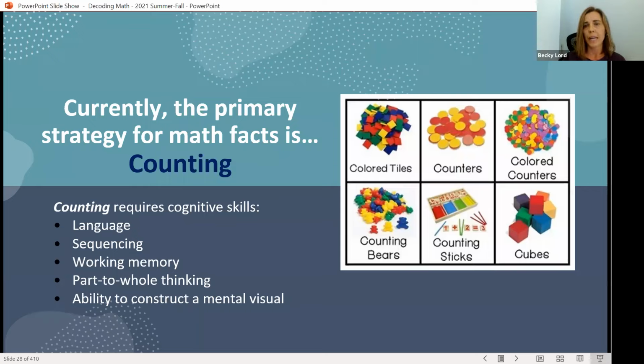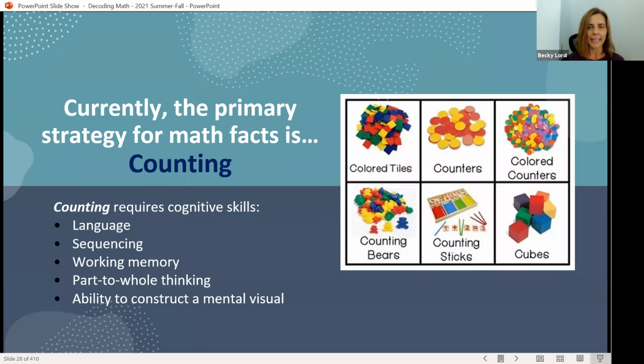Having worked with middle school and high school students, often those students are still actually counting forward and back in order to add and subtract when they're doing much more complex problems. So what's the problem with counting? Well, first of all, counting requires a lot of cognitive skills.